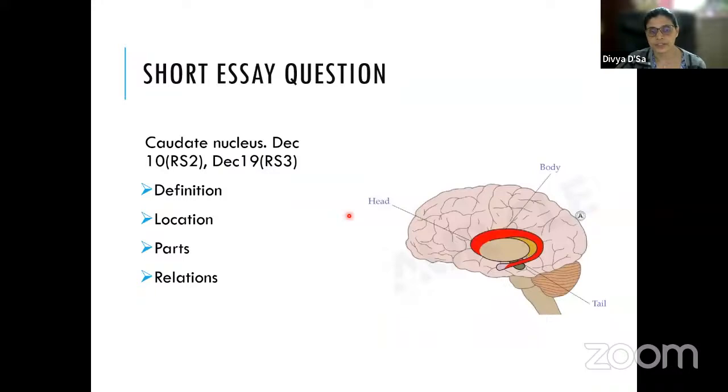Short essay question. Next question is the caudate nucleus. The caudate nucleus was asked in the December 10 RS2 paper and December 19 RS3. Whenever you write any answer, there should always be a skeleton for it, like under what headings you are going to describe it. The caudate nucleus is described under definition, location, parts and relations.